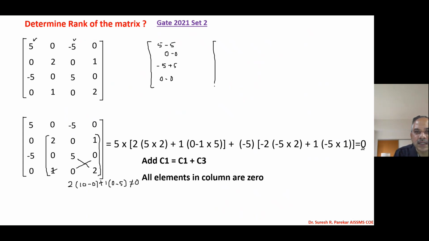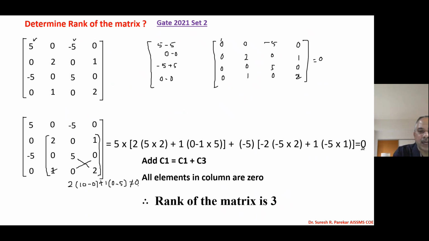And then if I write this, we have 0, 0, 0, 0, and the others will be 0, 2, 0, 1, then minus 5, 0, 5, 0. And we know that if any column or row is all 0, then the determinant is going to be 0. Therefore the rank is not 4. Now I will calculate any 3 by 3 in this, and that value is not 0. This means the rank of the matrix is 3.